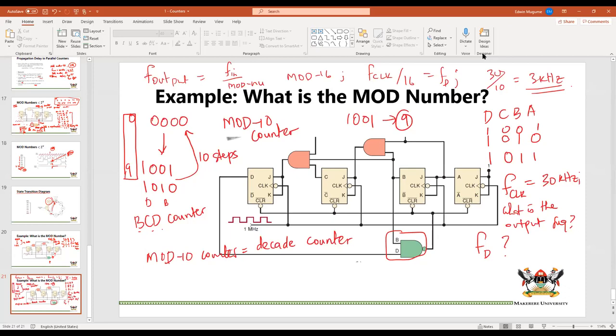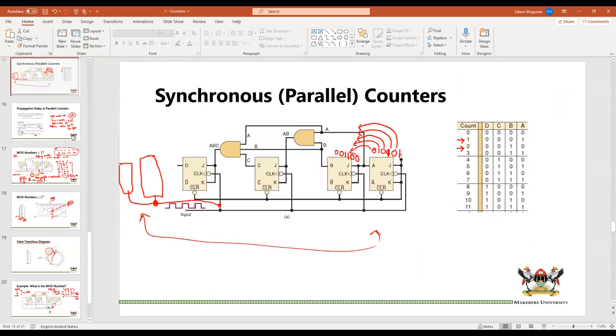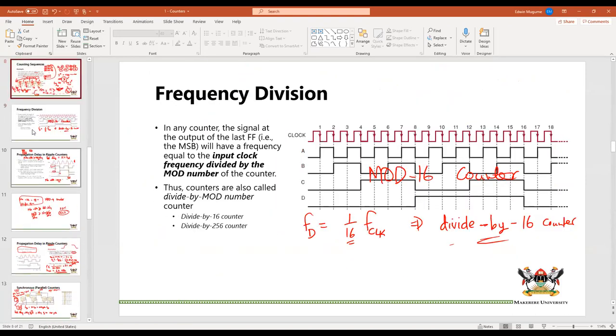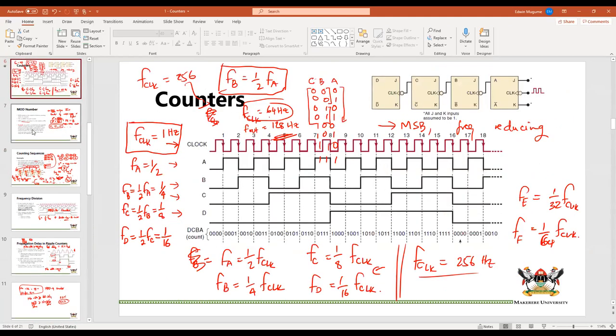I will not share these slides, of course, because you have the book, so you don't really need the slides. Yes, Ian, I was saying that generally, this was before. Let me just briefly take you back, since it's not yet midday. It was here. This is a mod 16 counter. And we saw that FD is 1 over 16 of the input clock FC. So in fact, F out at the final output is the same as F in, which is F clock, over mod number. It's just a formula.